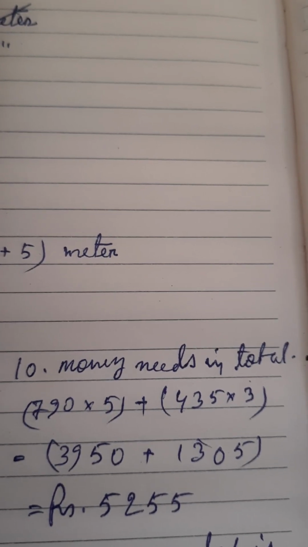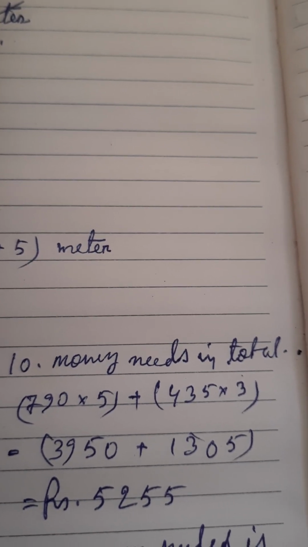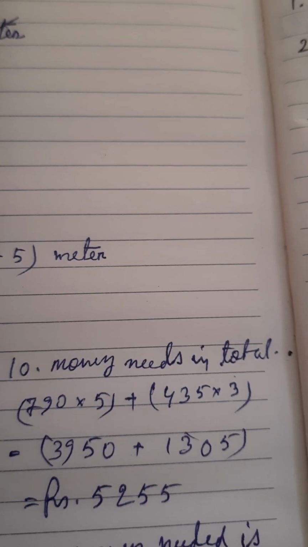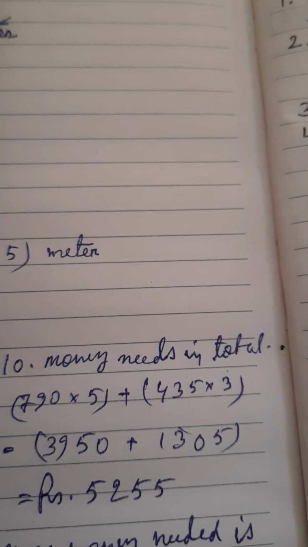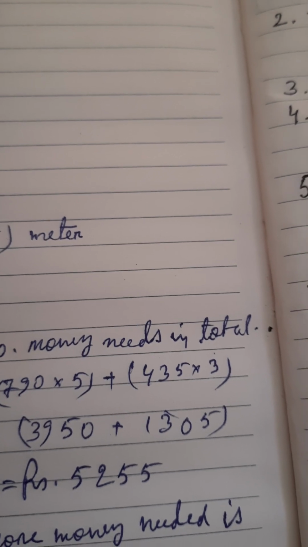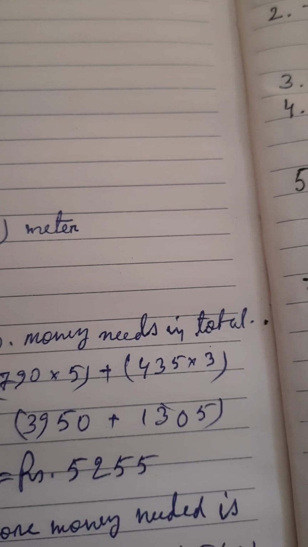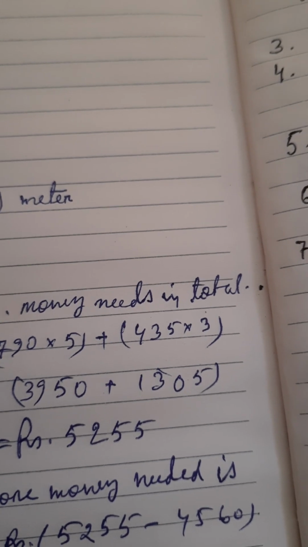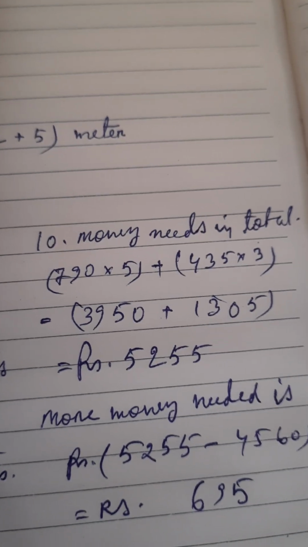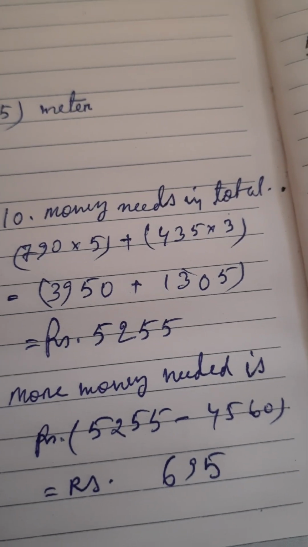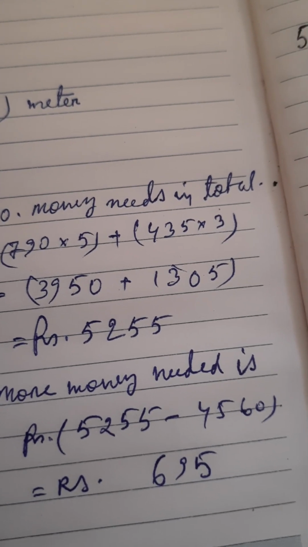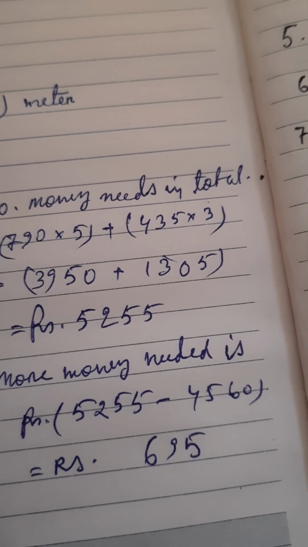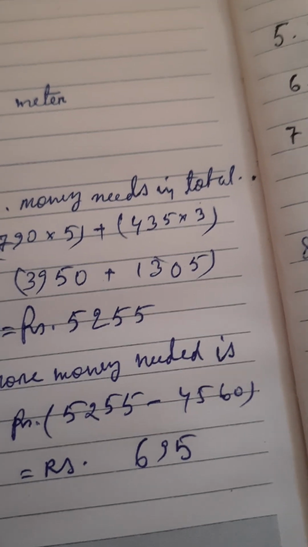Money needed in total: 790 times 5 plus 435 times 3. 3950 plus 1305 rupees is 5255. More money needed is 5255 rupees minus 4560 rupees, which is 695 rupees. Thanks.